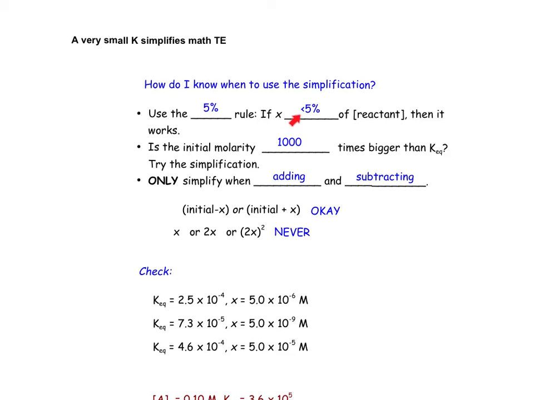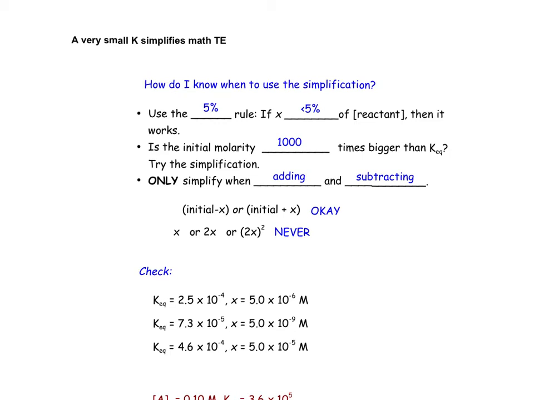But in order to know that, I have to solve the problem. So how do I know whether to try the simplification without already solving the problem? If my initial molarity is 1,000 times bigger than my equilibrium constant, give it a try. Once in a while, that simplification won't work, but most of the time, if the initial molarity is 1,000 times bigger than my equilibrium constant, it works.